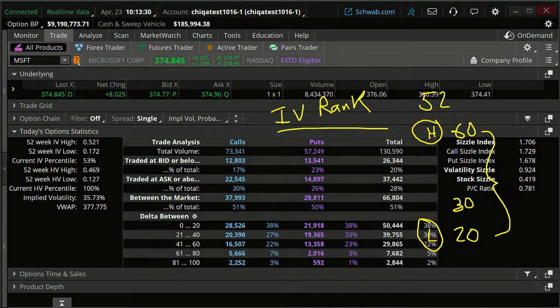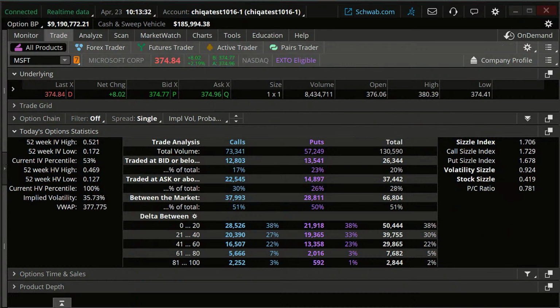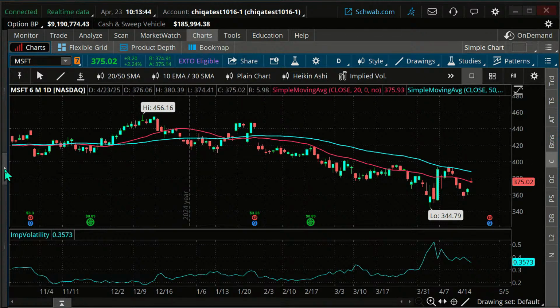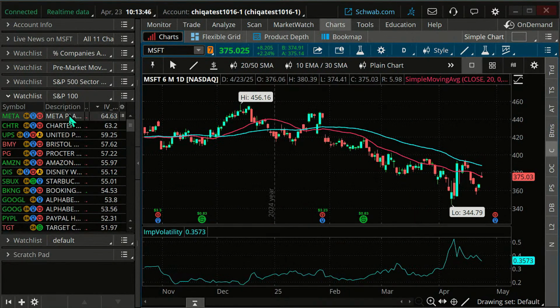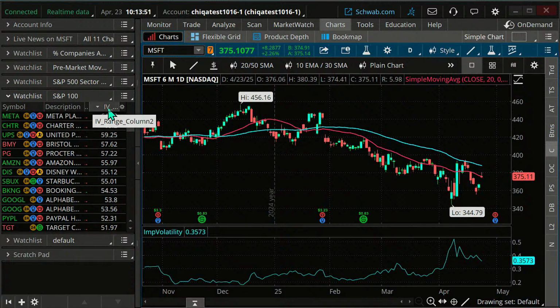I don't actually have an IV rank, but I do have a script to help you with this. Let me show you what that is. Let me go over here and look at this script. Here's the S&P 100 stocks, and I'm going to pull up this one, which is called the IV range. I shared this script on my X account today, if you want it.